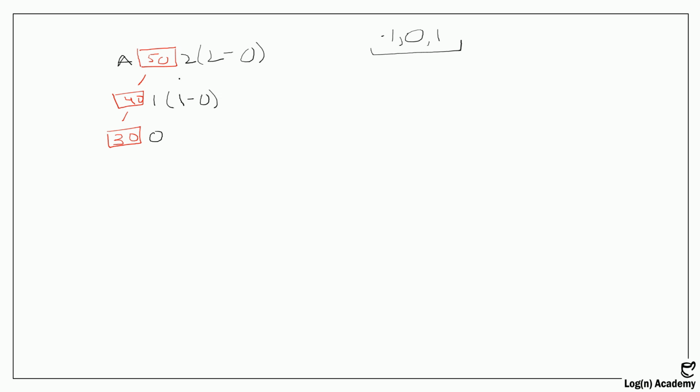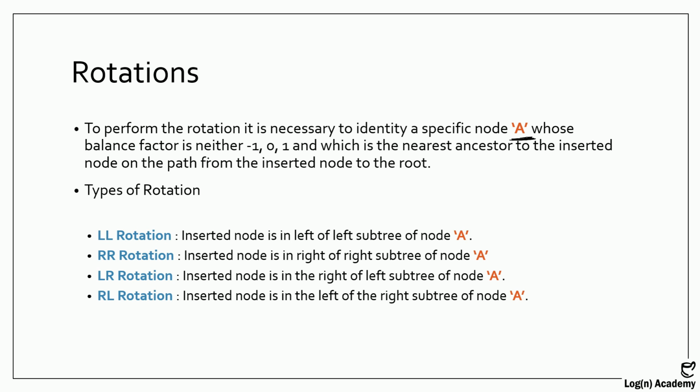And this is how you mark A, because this does not contain the acceptable range of balance factor. It contains 2, which is out of this range. Before applying rotations, we'll have to identify which type of rotation we will select on this tree. We have 4 types of rotations: LL rotation, RR rotation, LR rotation, and RL rotation.